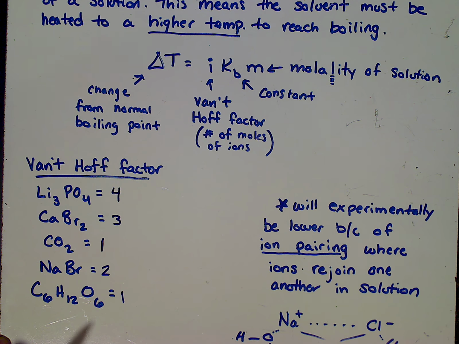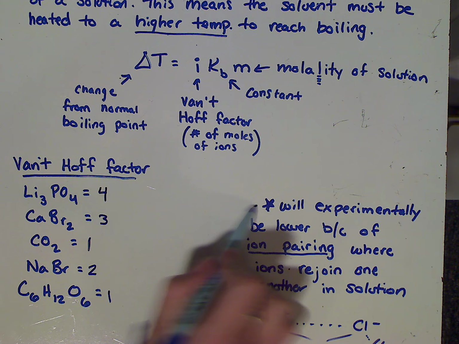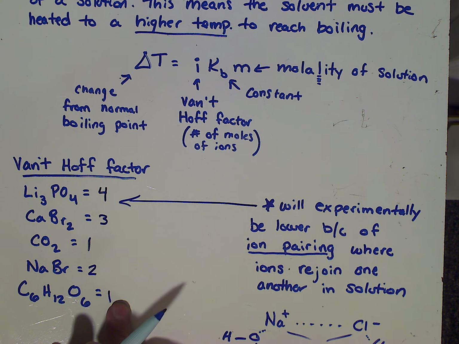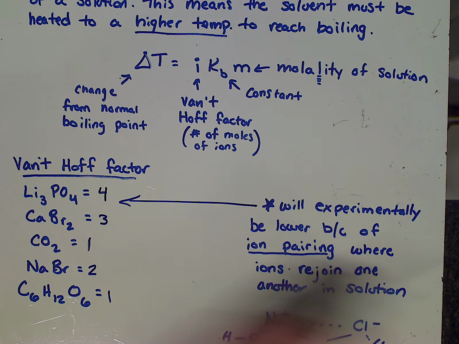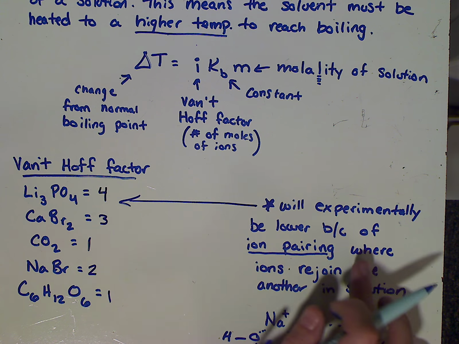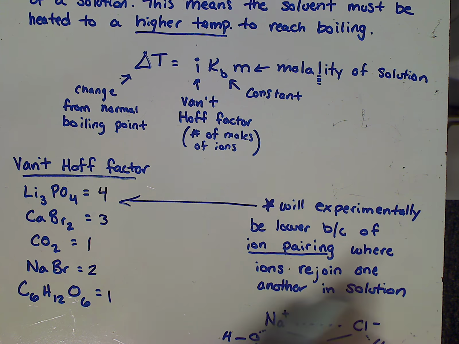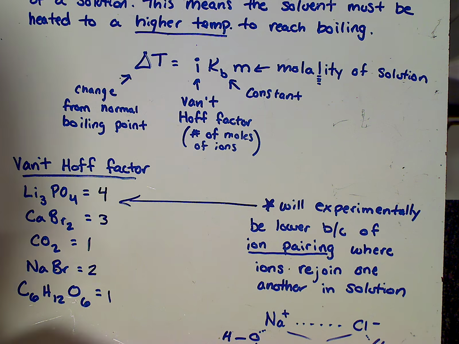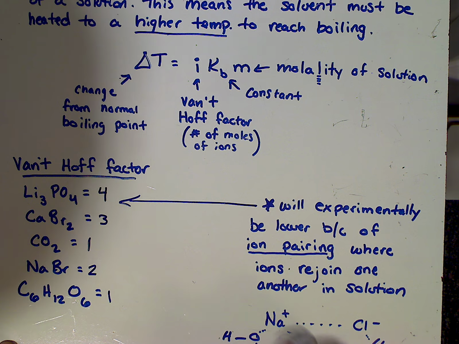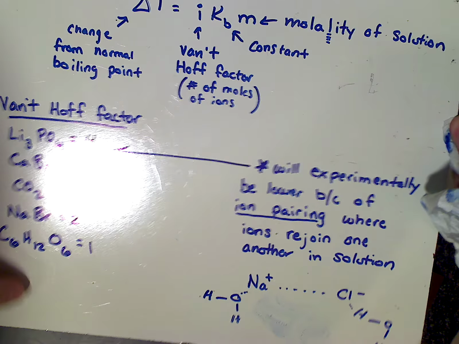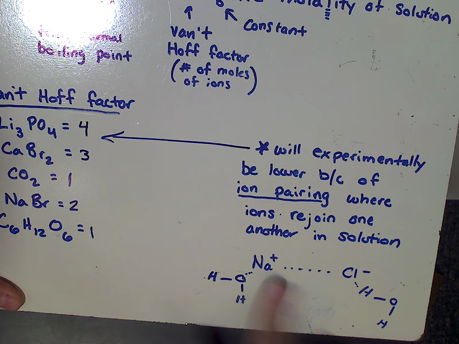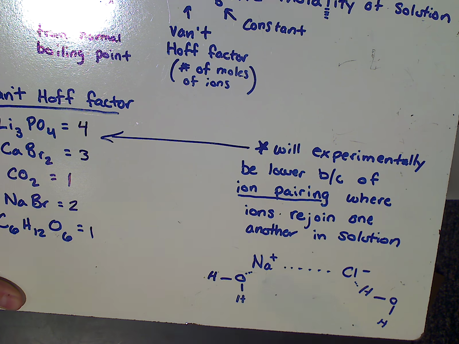It's really simple. On a side note, these values sometimes will experimentally actually be lower than what we would anticipate, and that's because of something called ion pairing. So let's pretend that we have some table salt dissolved in our solution. We're going to have our Na's being pulled apart from the chlorines and attracted to the oxygens in our water, and likewise the chlorine is going to be attracted to the hydrogen.